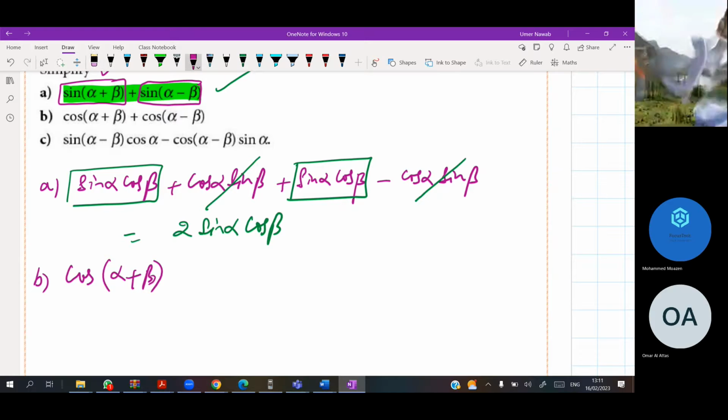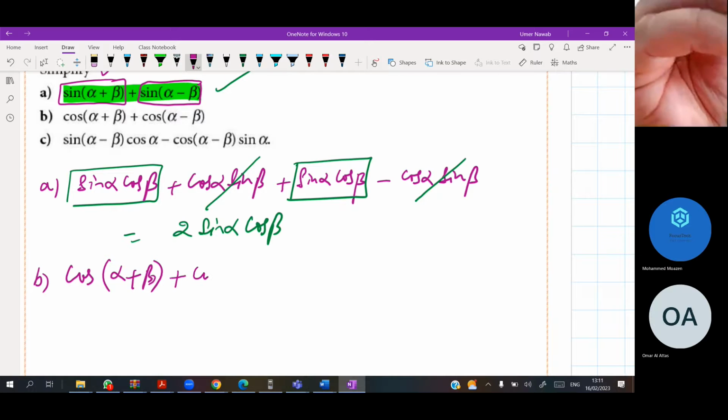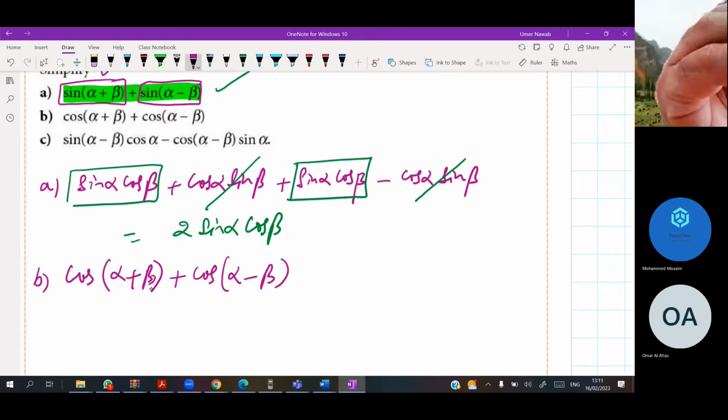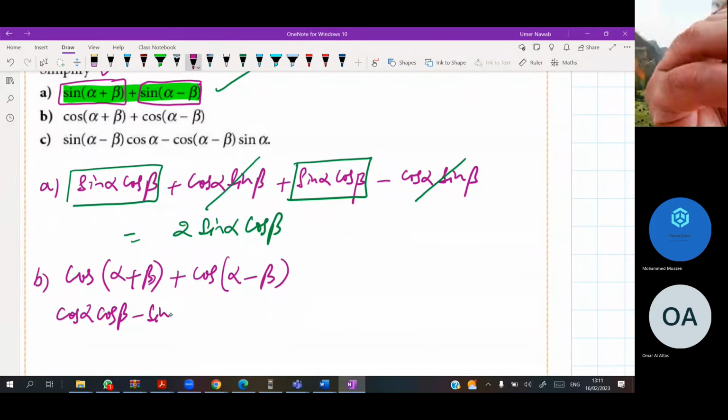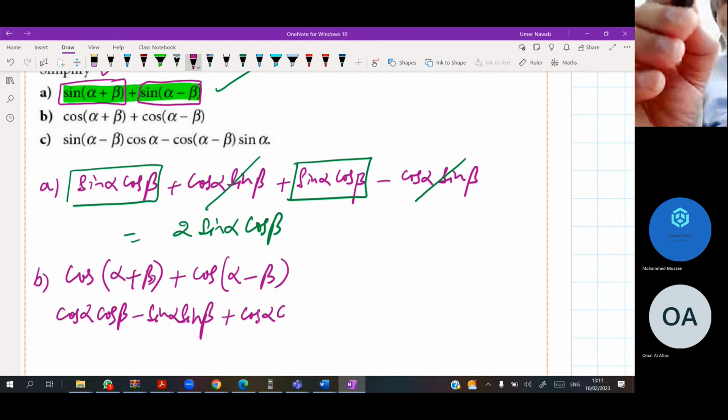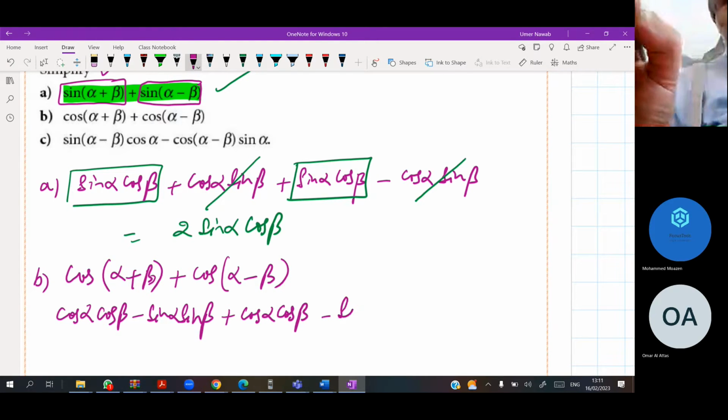Okay. So as you see, cosine of alpha plus beta plus sine of alpha minus beta. I'm going to expand cosine of alpha plus beta, which equals cosine alpha cosine beta. If you have a plus sign, then you write minus sine alpha sine beta. Then expand this one: cosine alpha cosine beta minus sine alpha sine beta.